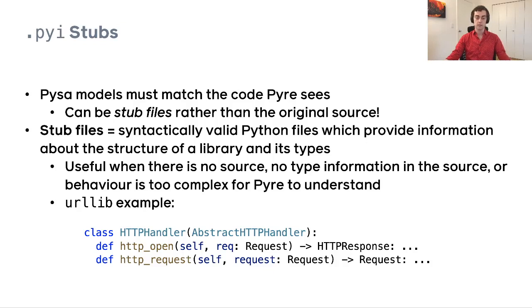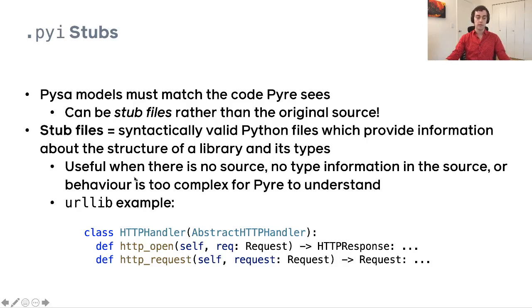So these stub files are syntactically valid Python, and they provide information to Pyre about the structure of the library and its types. Stub files were introduced because not all libraries have type information, and some libraries are too dynamic for a Python type checker to really understand what's going on. So stub files let us tell a little lie to the type checker to give it extra information that it needs to be able to run.